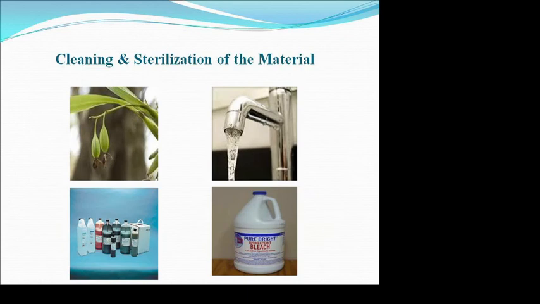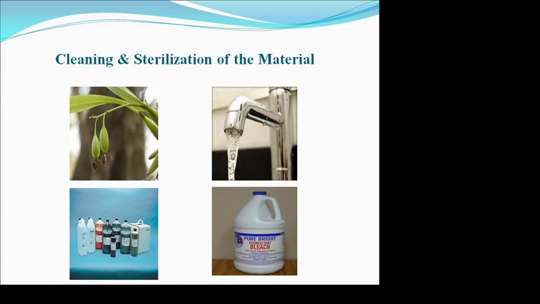Now coming to the cleaning and sterilization of the materials. Here I am showing you the seed pod of an orchid which has to be sterilized. Commonly, sodium hypochlorite is used, and mercury chloride is used. 70% ethanol is also used for sterilization, but we usually avoid mercury chloride because that is toxic to plants.